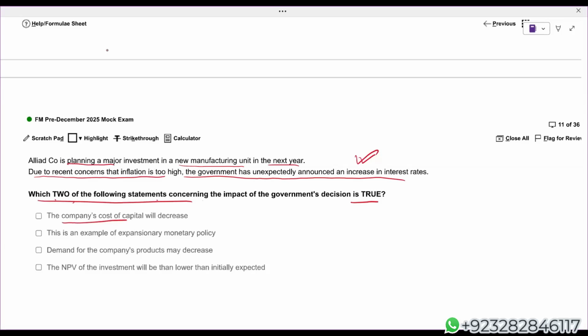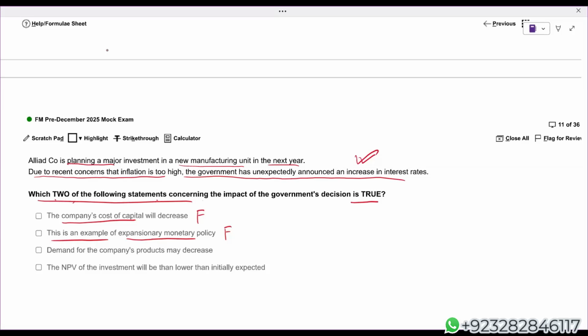The company's cost of capital will reduce? No, false. Actually, when interest rate increases, the cost of capital will increase. It will not reduce. This is an example of expansionary monetary policy? False. If you increase the interest rate, companies will not take loans.